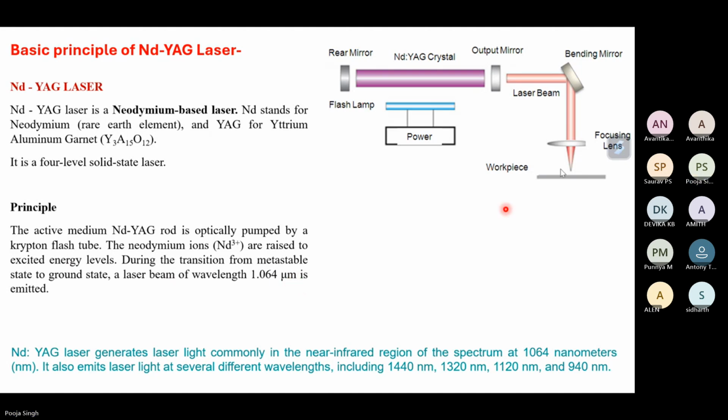So this is the principle of the neodymium YAG laser. This laser generates a wavelength in the near infrared region, and it also emits light at several different wavelengths such as 1440 nanometer and 1320 nanometer. These are the different ranges of the wavelength. Also, you can perform this kind of laser.